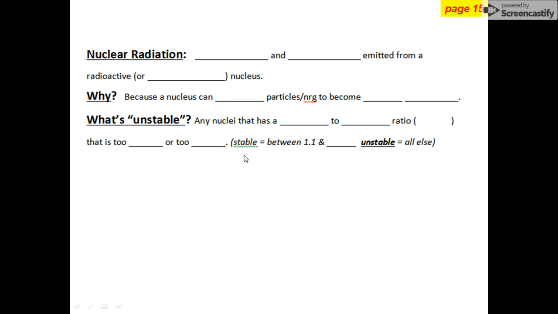All right, so nuclear radiation. This is where we start to mix together mass and energy a little bit. So nuclear radiation can mean particles, or it can mean energy that are emitted from a radioactive or a decaying nucleus. A nucleus that is decaying is radioactive because while it is decaying, it is emitting particles and or energy. That's what nuclear radiation is. Particles and or energy emitted from a decaying nucleus, a radioactive nucleus.